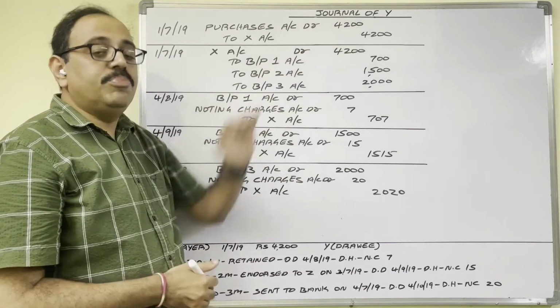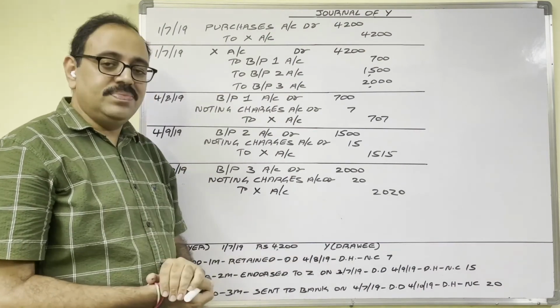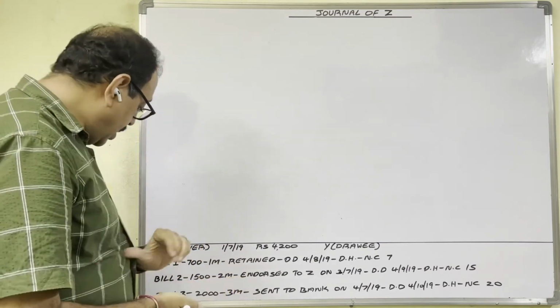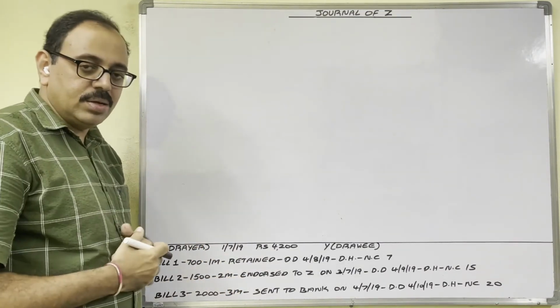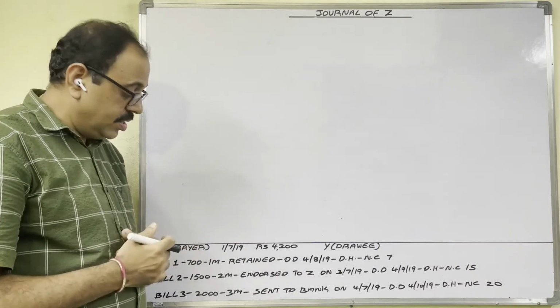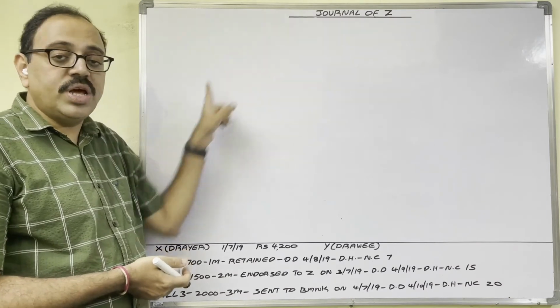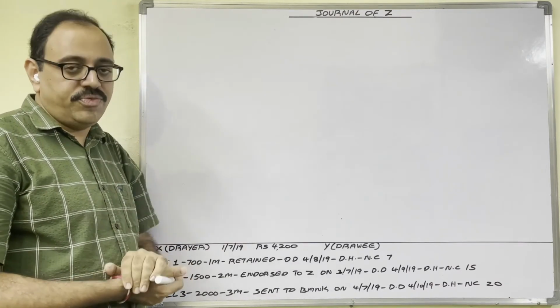Journal of Y is completed. Next, journal of Z, NRC. Journal of Z. He is NRC, no? See, X is called endorser because he is endorsing the bill. He is transferring the bill to Z. Z is known as NRC. In NRC's books, we are writing the journal entries now. Therefore, think from Z's point of view.